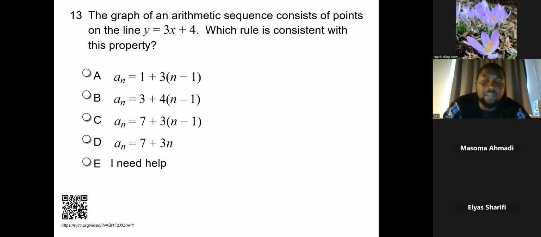Maybe not to graph it. The graph of an arithmetic sequence consists of points on the line y equals 3x plus 4. Which rule is consistent with this property?